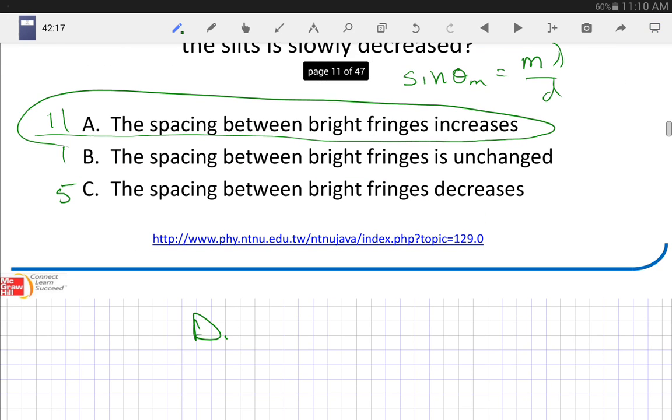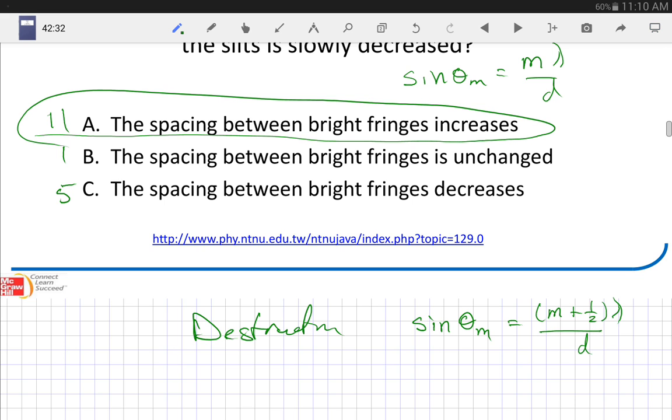For destructive, that's destructive in my writing. We have that. Now it's not symmetrical. We're going to have m equals 0 on one side, and m equals minus 1 on the other side. There's a symmetry between 0 and minus 1, but 0 is not at the center.